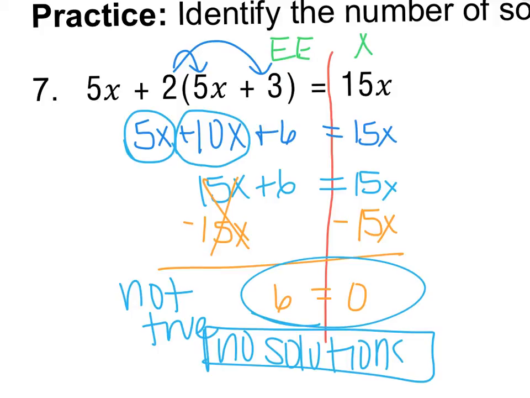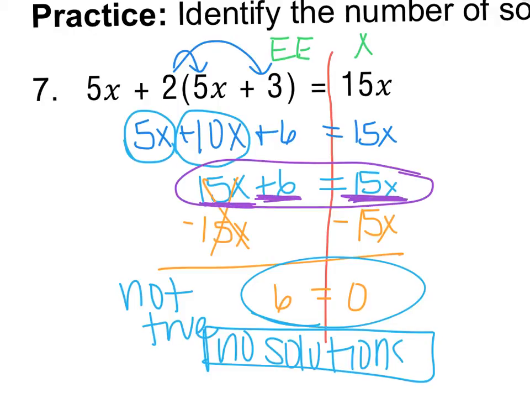And you could also have looked at this step right here and seen that, because notice they both had 15x in them, but this side also had a plus 6. And that can't be true. You can't have 15x plus 6 equals just 15x.